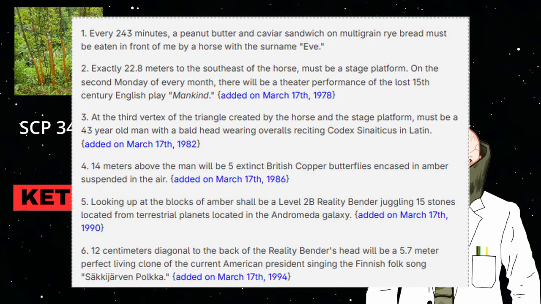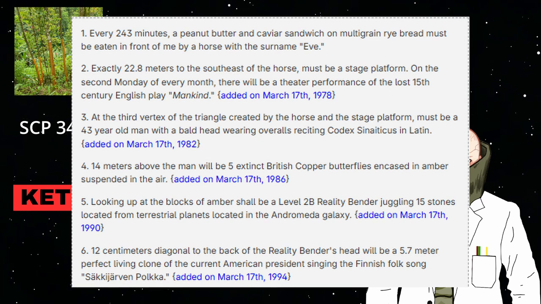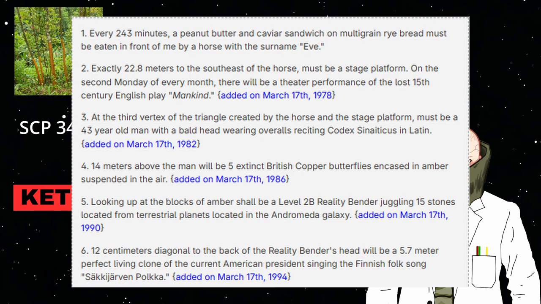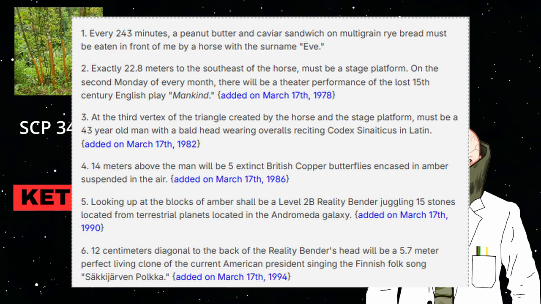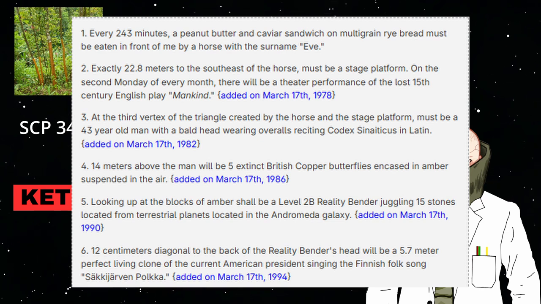Every 243 minutes, a peanut butter and caviar sandwich on multigrain rye bread must be eaten in front of me by a horse with the surname Eve. Exactly 22.8 meters to the southwest of the horse must be a stage platform. On the second Monday of every month, there will be a theatre performance of the lost 15th century English play Mankind. At the third vertex of the triangle created by the horse and the stage platform must be a 43-year-old man with a bald head wearing overalls reciting Codex Sinaiticus in Latin.